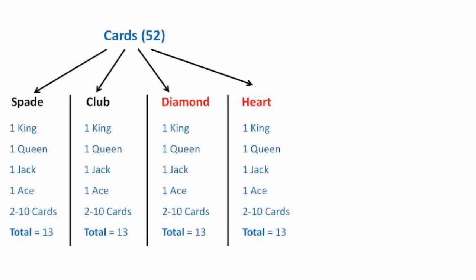If you summarize without the diagram, in a deck of cards there are 52 cards and it is categorized into 4: spade, club, diamond and heart. The spade and club together we call black cards, and diamond and hearts together we call red cards. In each category there are 13 cards, and 13 into 4 gives 52 cards. The number of black cards is 13 plus 13, which is 26, and the number of red cards is 13 plus 13, here also 26.